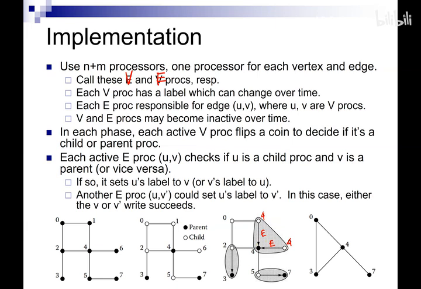Okay, so now if we look at another example here, you have two E processes assigned to these two edges. This E process over here is trying to set 2's label to a 3, and this E process over here is trying to set 2's label to a 4, because 2 can either point to 3 or to 4.